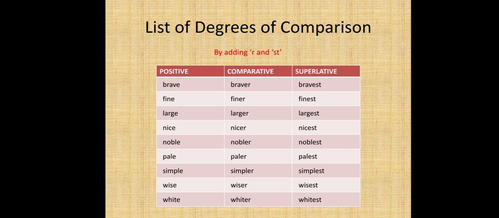Now, we can also add R and ST. ST at the end of superlative degree and R at the end of comparative degree. For example, brave, braver, bravest. Fine, finer, finest. Large, larger, largest. Nice, nicer, nicest. Noble, nobler, noblest. Pale, paler, palest. Simple, simpler, simplest. Wise, wiser, wisest. White, whiter, whitest.